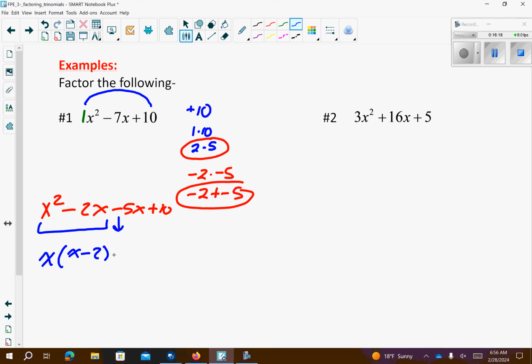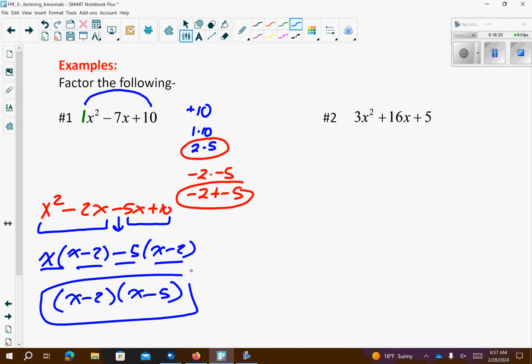Remember, the sign's going to come down. 5 goes into both of those. Those are the same. This is what we have left. That's how we factor it. So notice, the signs can be positives and they can be negatives. In fact, they could be one of each. So it's just a matter of logically going through and thinking about it.